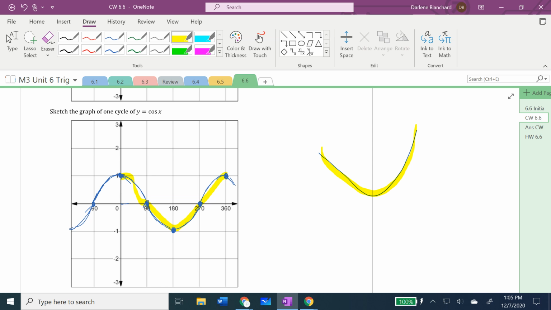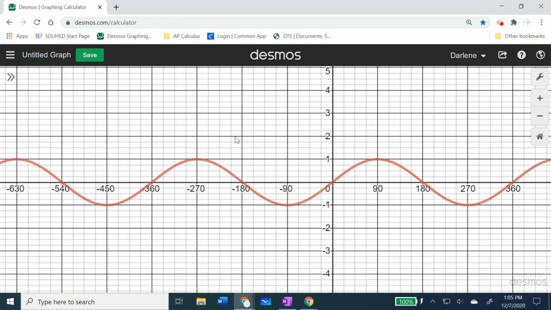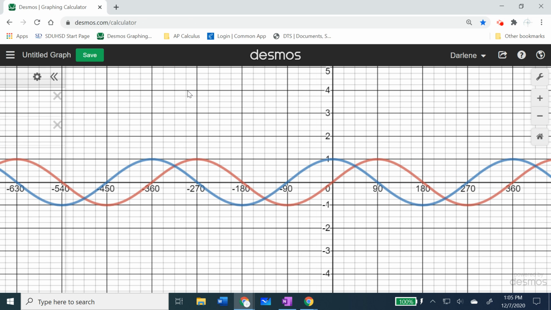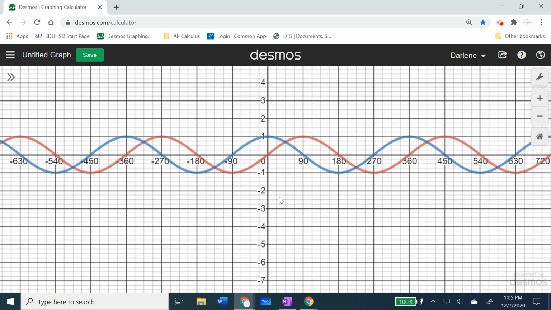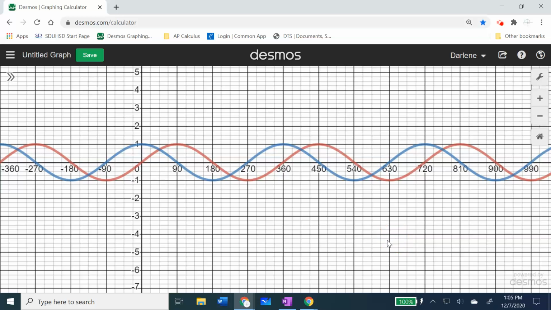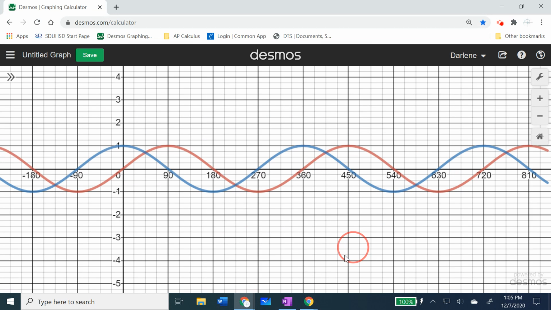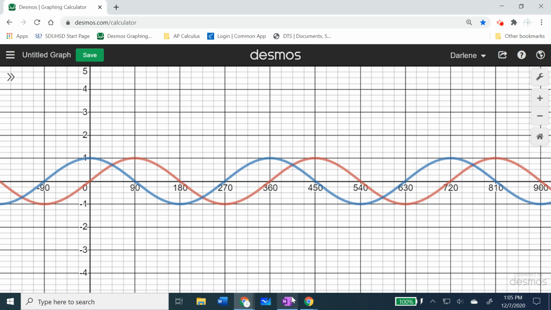So cos is just the alternate graph of sin. It's a shifted graph. And let me show you the two of them together. And you can see that they are the same graph, just shifted. Okay. Are you ready to start graphing?